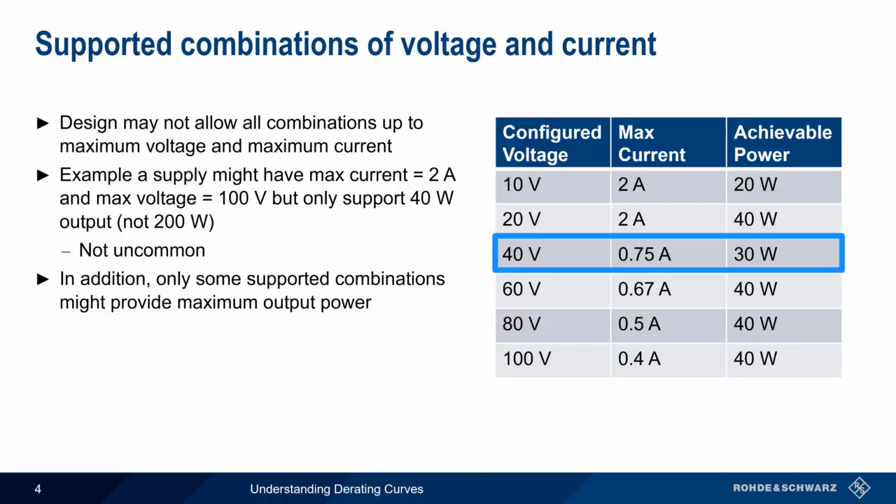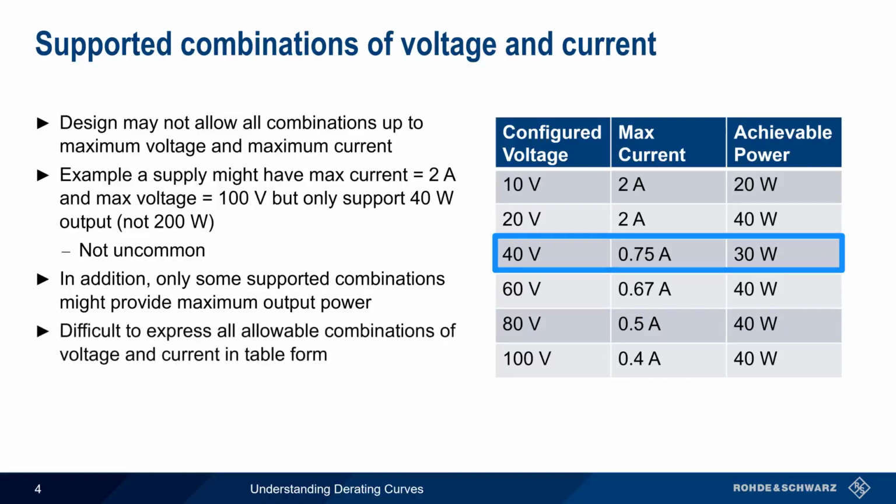Since voltage and current can take on a wide range of user-configured values, it would be difficult to express all of the allowable combinations of voltage and current in tabular form, and therefore this data is usually represented graphically.